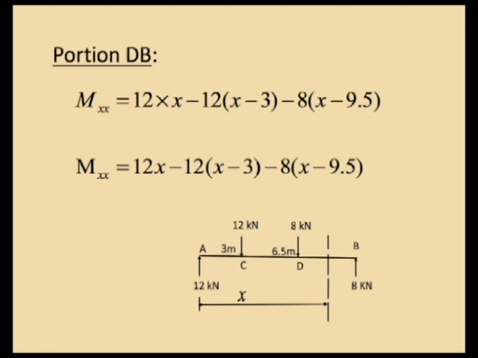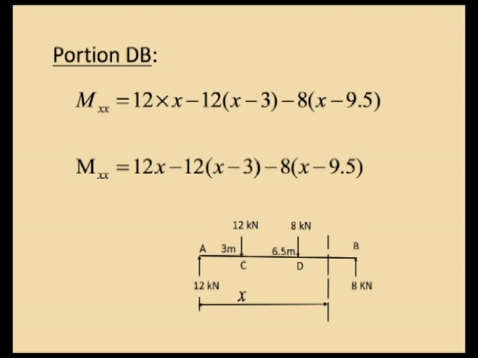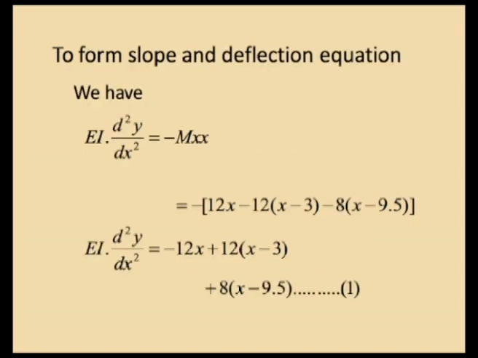into x minus 9.5. So, if we compare the equation for the portions, the 12x is common for all the 3 portions and minus 12 into x minus 3 is common for portion C D and D B. So, we can write the equation like this: E I d square y by d x squared equal to minus M x. So, minus open up bracket 12 x for the first portion, separated by a dotted line, and then the additional term which we have for the next portion is minus 12 into x minus 3, and then put a dotted line. The additional term for the portion D B is minus 8 into x minus 9.5.